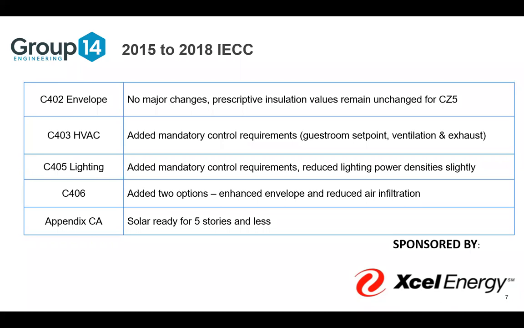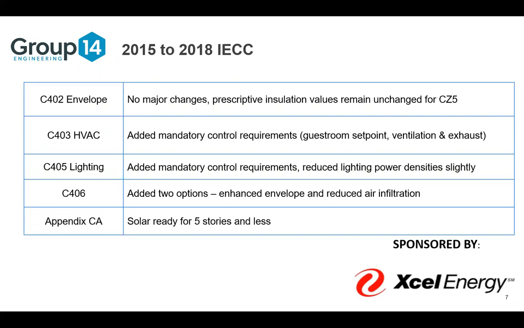Then when we look at the 2015 to 2018 IECC, there are not major changes. They really reorganized the code for the 2018 IECC. They added some mandatory control requirements, especially in hotel rooms for HVAC. Lighting mandatory control requirements, and reduced lighting power density slightly. They added 2 additional energy efficiency package options, enhanced envelope and reduced air infiltration. The reduced air infiltration is going to be tough to meet. And then they added an appendix for solar ready.